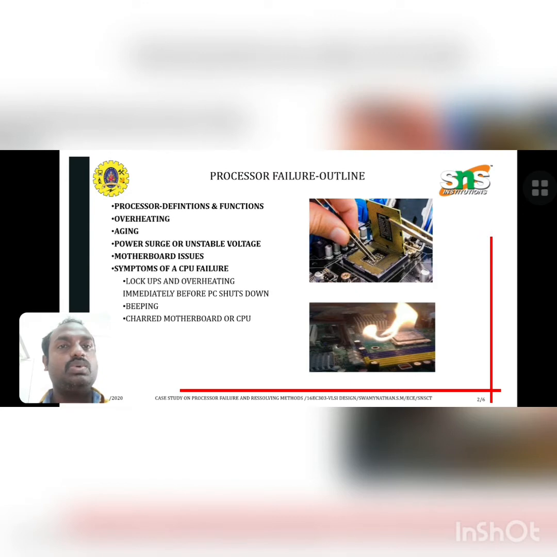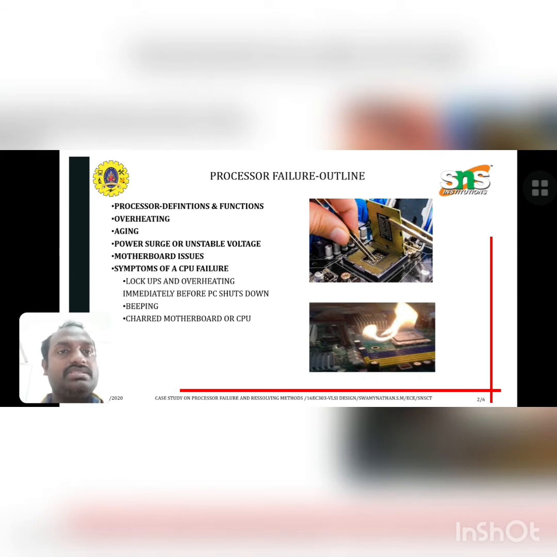The first one is overheating, the next one is aging, next is power surge or unstable voltage, and next is motherboard issues. So how can we identify the CPU or processor failures? First, lockups and overheating immediately before the PC or laptop shuts down. Next, sound beeping. Next, a damaged motherboard or CPU. The CPU and motherboard are both interconnected. These are all the symptoms of processor failures.